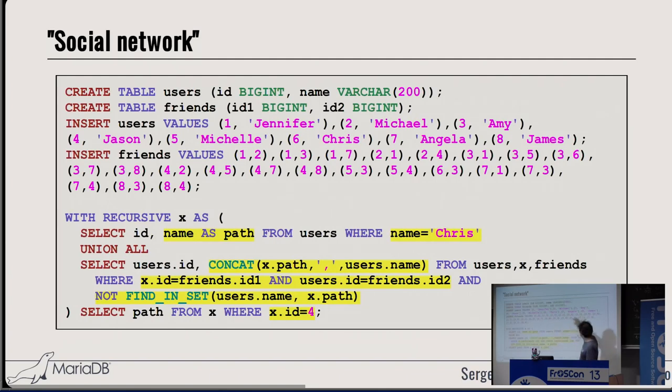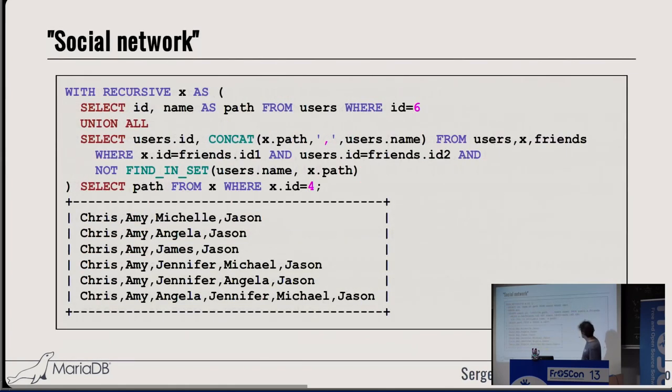So if I execute this query on this data, I'll get this result. And then I'll see that the shortest chains between Chris and Jason are through Amy and Michelle, or for example, Amy and Angela, or Amy and James.